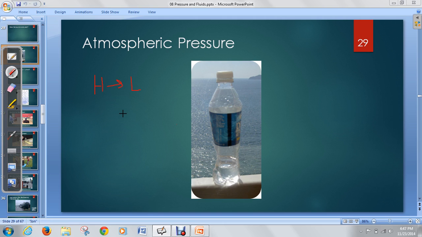So we looked at the example of a water bottle. If you crushed it near sea level, where it was at a high pressure, and you brought it up towards the top of a mountain or something at a higher altitude, it would expand because there's a lower pressure on the outside. So you'd have a high pressure in here, a low pressure on the outside, and that high pressure air is going to push towards the lower pressure air.